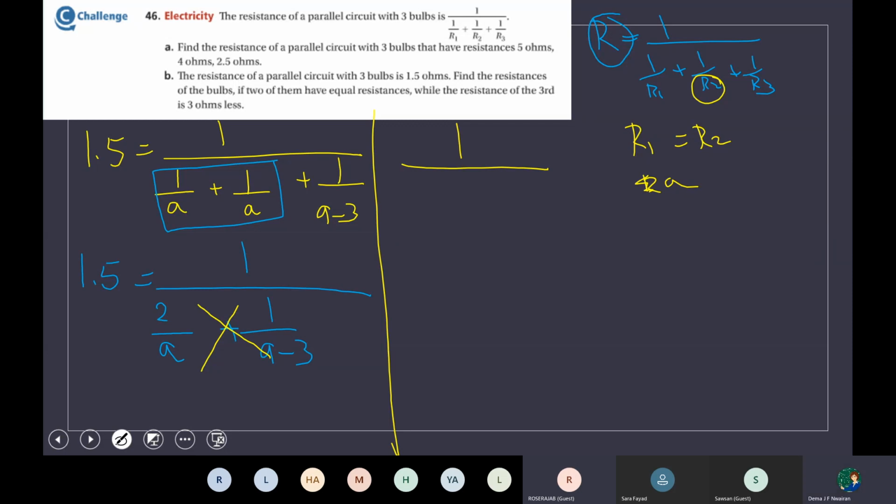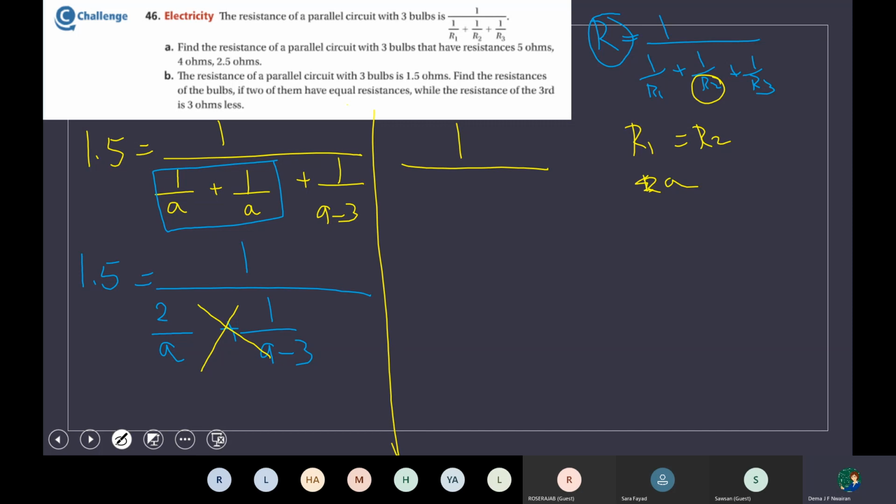Yeah. He told you here from the question that if 2 of them have equal resistance, I mean the R1 and R2 are the same. So if R1 is A, R2 will be A. If R1 is 5, R2 will be 5. The third one, he told you that the resistance is 3 ohms less. That means if it's 5, the third will be 5 minus 3, which is 2. So it will be A minus 3.